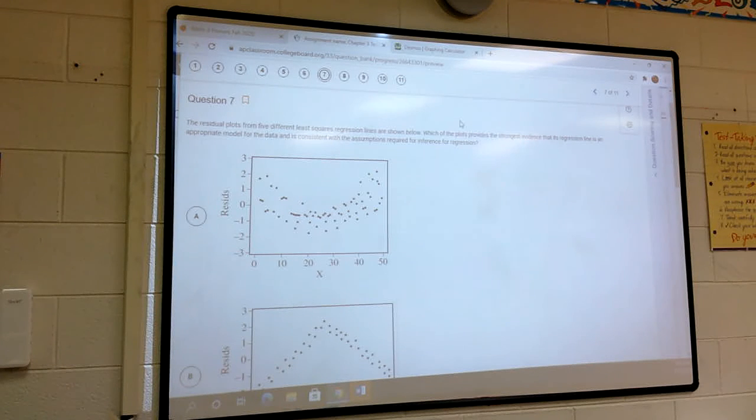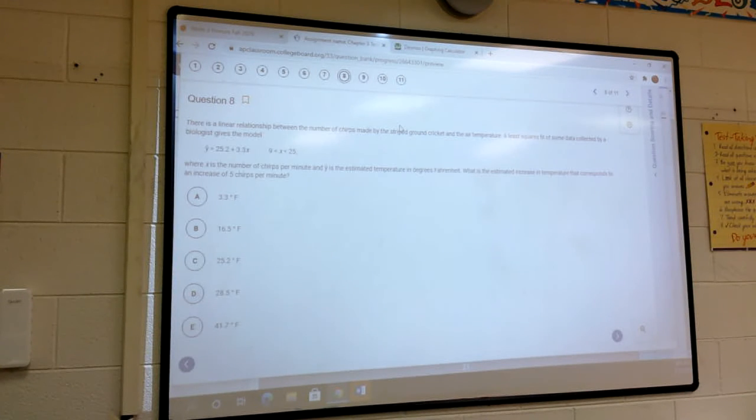If you have an obvious pattern in a residual plot, then you have a bad linear correlation. 8. There is a linear relationship between the number of chirps made by the cricket and the air temperature. A least squares regression line gives this model. X is the number of chirps per minute, and Y hat, our prediction, is the estimated temperature in degrees Fahrenheit.